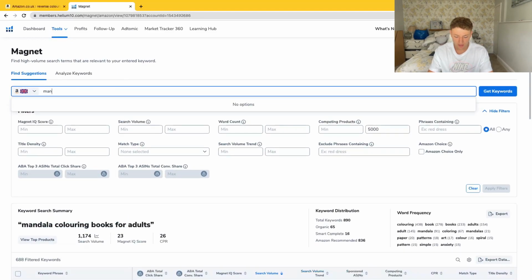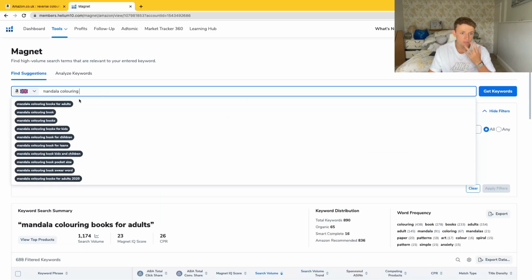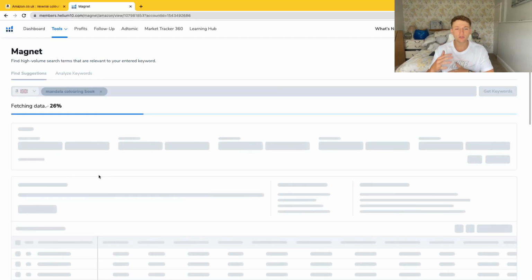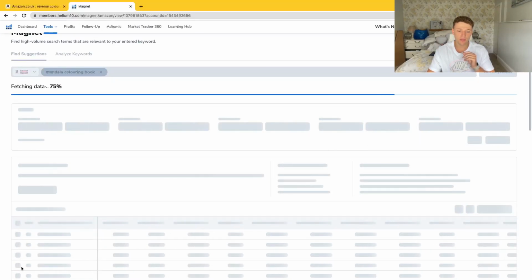So let's just go with mandala coloring and see what suggestions come up. Book for adults, that's the one we use. Let's just go for mandala coloring book and put this in, get keywords, and essentially just go through loads of these different keywords and just pick out all of the best performing ones from these related suggestions.